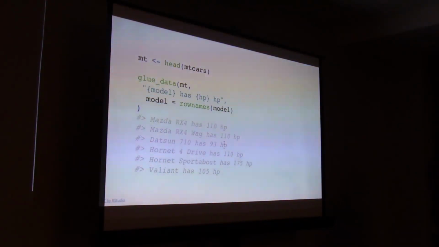And because this is geared towards the R ecosystem, it's also vectorized. So if we have our mtcars data set, we take just the first few rows of that, and then pass it to glue data. We get a vectorized result. So we have our model and our horsepower, and each line corresponds to a line of the data set.